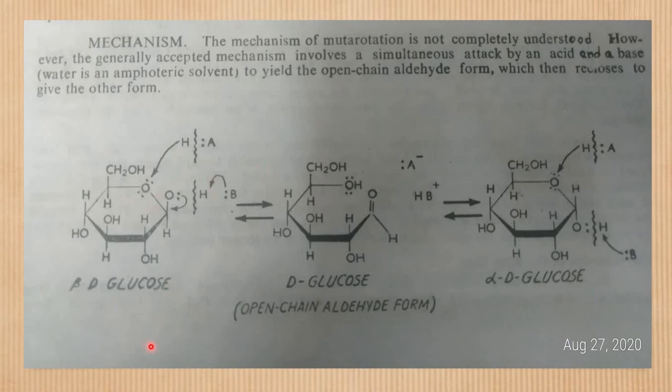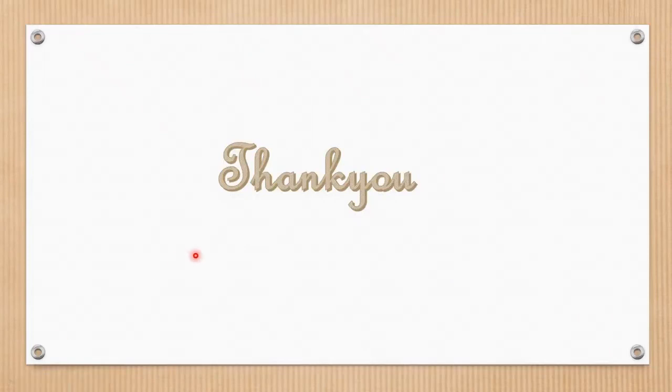Okay, my dear students, in this class we have discussed the concept of mutarotation. Mutarotation is the property of a chiral molecule, especially a cyclic chiral molecule. Not all chiral molecules exhibit the property of mutarotation. Certain cyclic chiral molecules only can exhibit the property of mutarotation. Here I have explained the concept with the example of glucose.